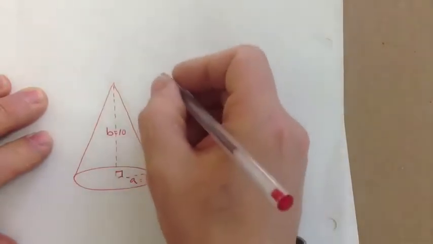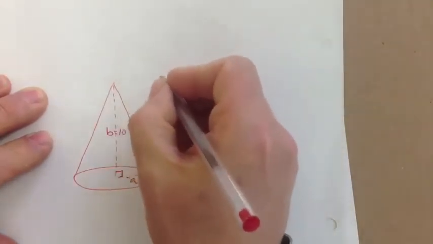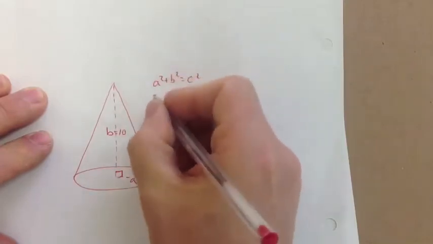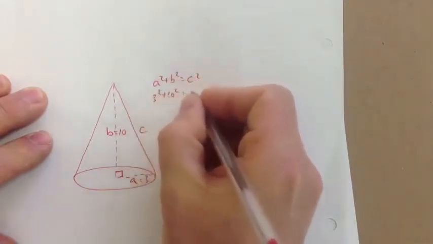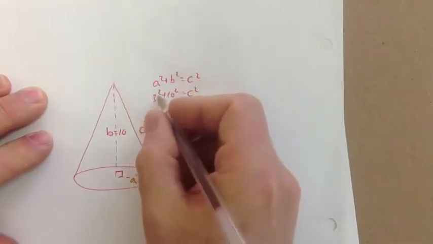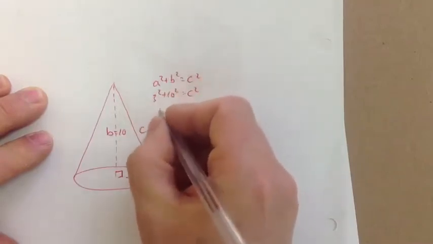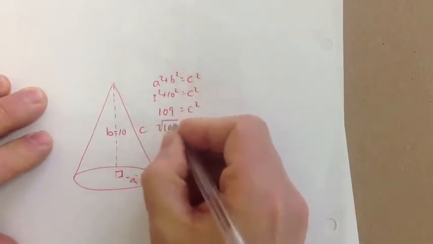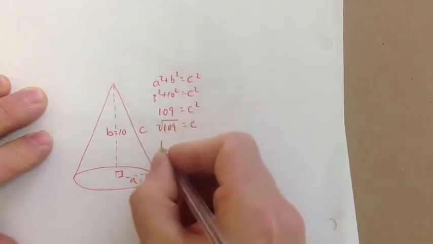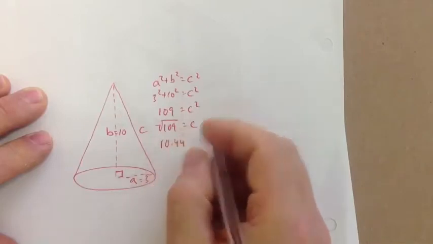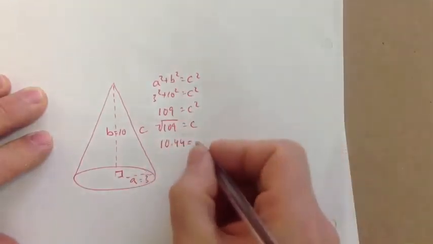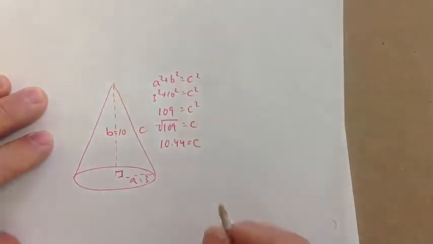So we're going to use Pythagoras' theorem. A squared plus B squared is equal to C squared. So that gives us 3 squared plus 10 squared is equal to C squared. That gives us 3 squared is 9 plus 10 squared is 100, which is 109 is equal to C squared. So the square root of 109 is C, and that gives us 10.44 something, something, something. But I'm going to use 10.44 as my slant height.